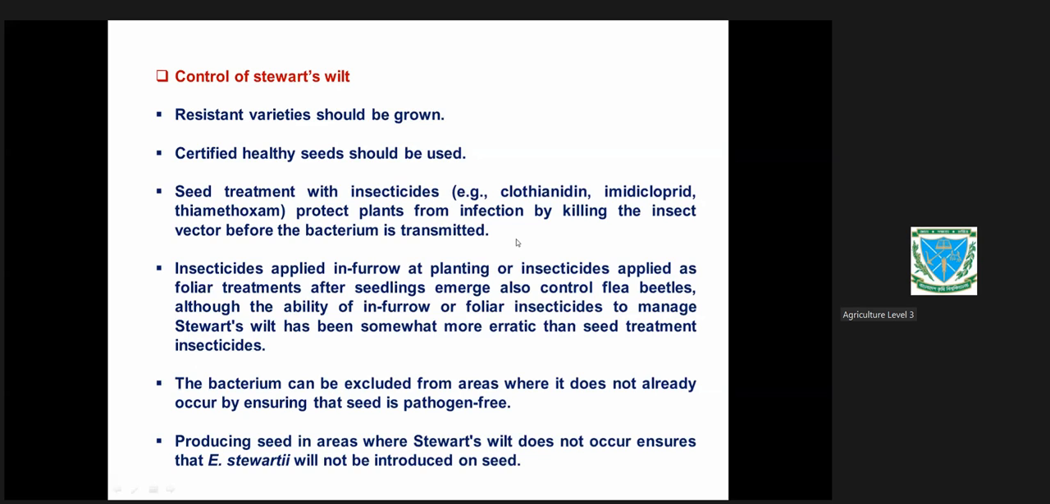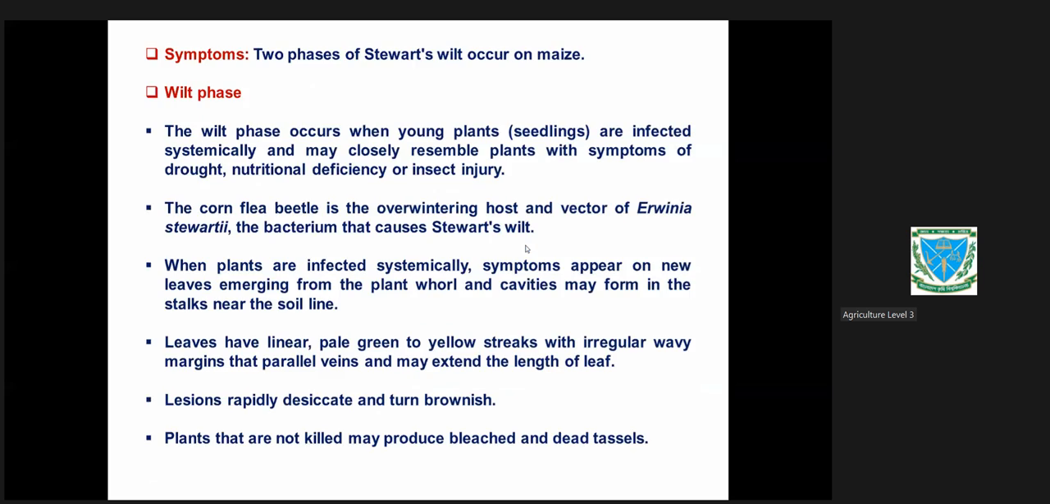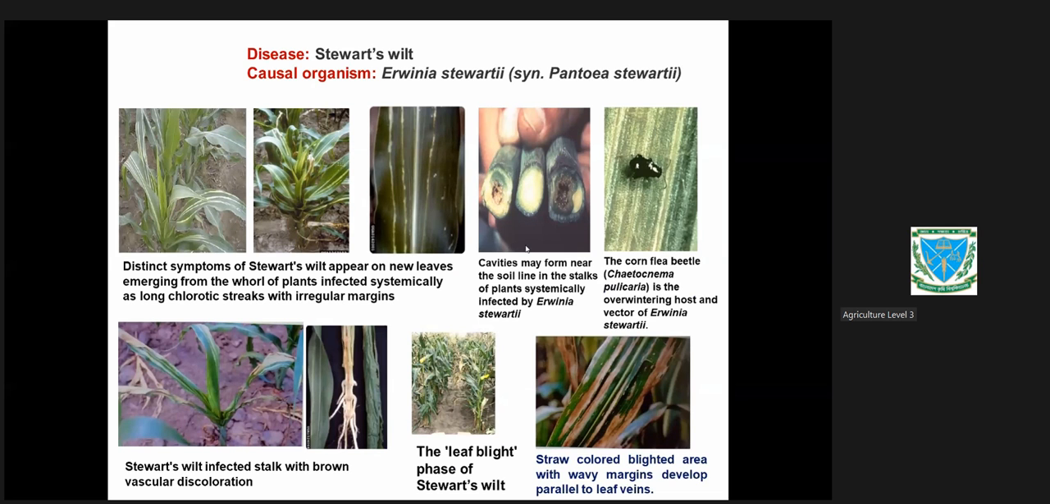That is very important. So if I summarize, this disease is a bacterial disease, Stewart's wilt, caused by Erwinia stewartii. The disease has two phases. One at seedling stage called wilt, and the other stage is leaf blight phase. In the wilt phase, we can see the chlorotic streak on the leaves, especially on the new leaves that arise from the whorl of the plant, as you see here. And if you cut the stalk at the soil level, you will see cavities formed due to infection by this pathogen. And if you also split open the stalk with root system, you will see the brownish discoloration.